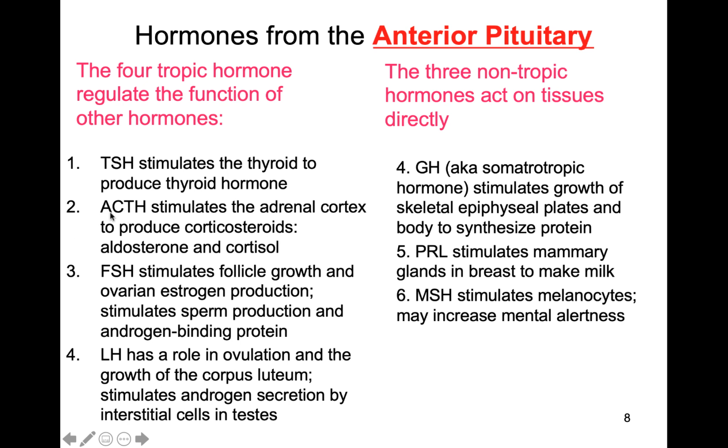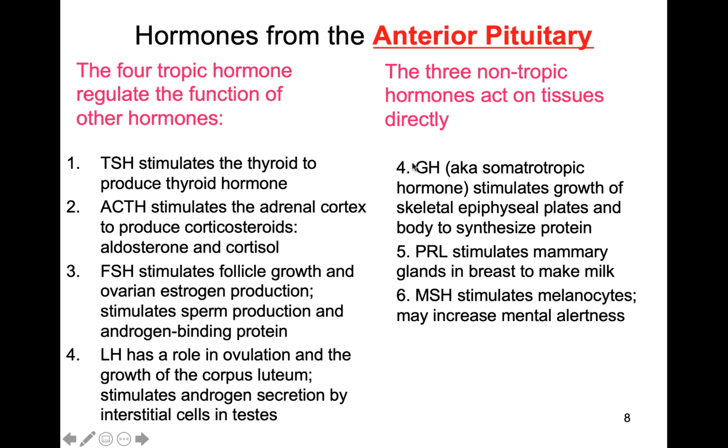ACTH, adenocorticotropic hormone. This is a hormone produced by the anterior pituitary, and it travels through your blood down to the adrenal cortex, hence the name adenocorticotropic hormone. Adenocortico refers to adrenal cortex. So this hormone goes to the adrenal cortex and stimulates the cortex to produce these hormones, aldosterone and cortisol.